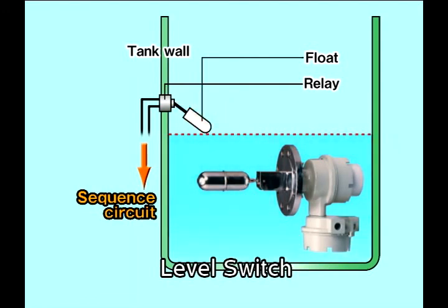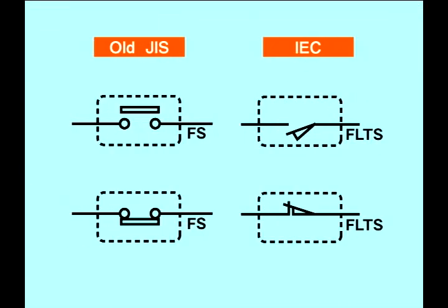In the float-type level switch, for example, the relay is operated by the vertical movement of the float. Since a limit switch is used for the relay, the level switch is often represented using the same symbol as for the limit switch in the diagram.